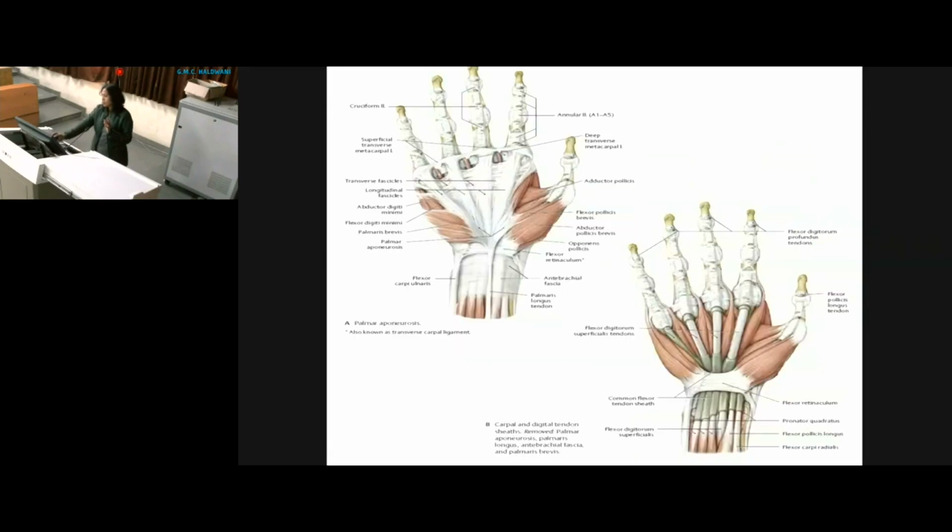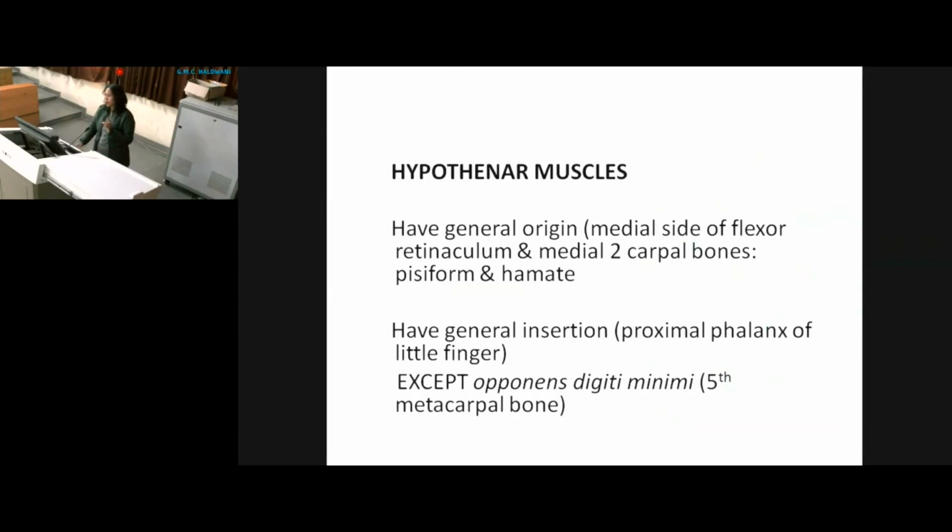So these are the muscles. These are the thenar group of muscles and these are the hypothenar group of muscles. In the hypothenar group, the general origin is from the medial part of the flexor retinaculum, and the medial two carpal bones, pisiform and hamate. All three have the general insertion into the base of the proximal phalanx of the little finger, except opponens digiti minimi, which, like opponens pollicis, inserts into the metacarpal bone. Opponens pollicis inserts into the first, and this one into the fifth.